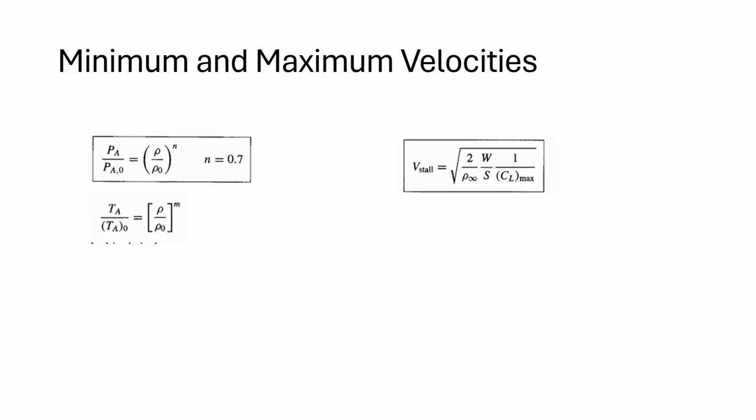Then there are the minimum and maximum velocities. Once again, you should know the power variation with density and the thrust variation with density, and for minimum velocity, you should be able to tell me the stall speed if you are given CL max. If I give you CL max, you should tell me what the stall speed will be.